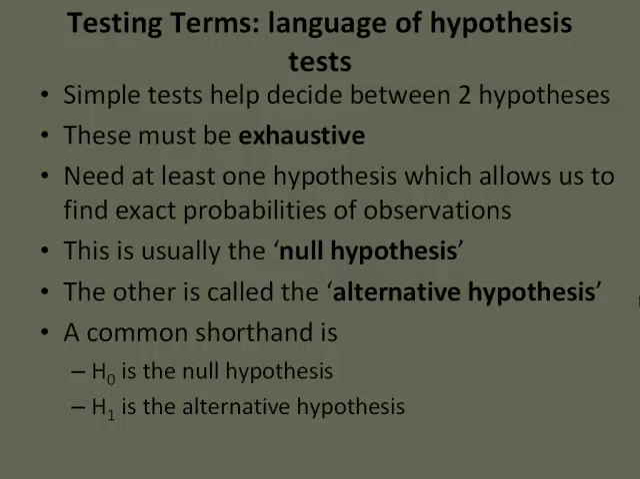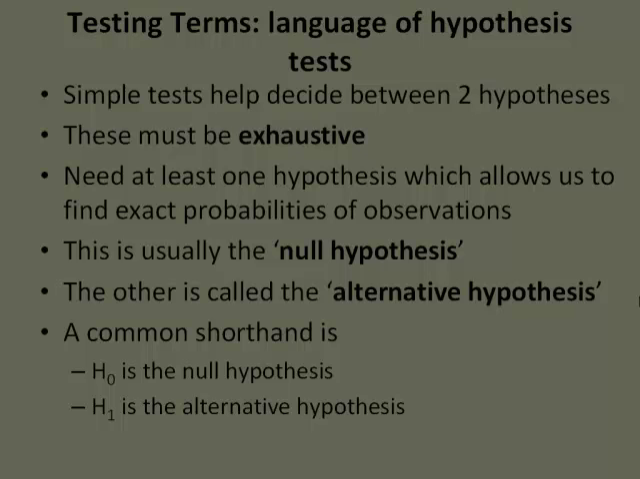So if you have someone that comes from Britain, your two hypotheses can't be one hypothesis they come from England, the other hypothesis they come from Scotland. Because you could rule both those out and they come from Wales or Northern Ireland, so it doesn't quite work. They've got to be completely exhaustive. You've got to have one hypothesis at least which lets you work out exact probabilities. Otherwise you're stuck. And that one's usually called the null hypothesis, and the other one's called the alternative.